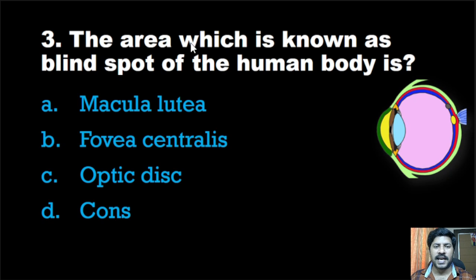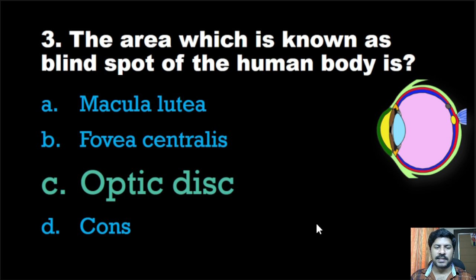Third question: the area which is known as the blind spot of the human body is the macula lutea, fovea centralis, optic disc, or cones? Correct answer, optic disc. This is a diagram of the eye. In the posterior part of the retina, the optic nerve is starting. That point is known as the optic disc.